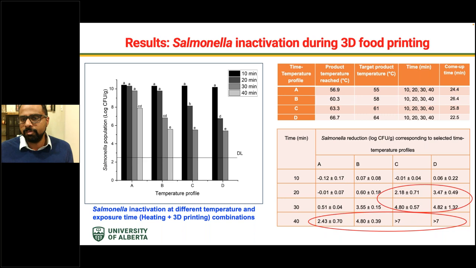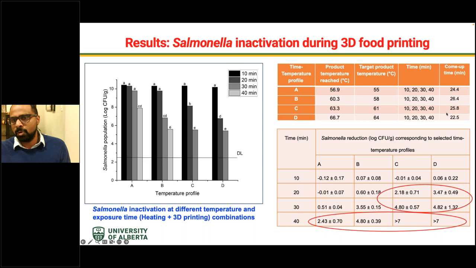So to achieve the constant target temperature, it takes some time. As you can see, it is called the come up time here, the time taken to achieve the target temperature. So those are the come up times. During that come up time, there is a change in the temperature, but once you achieve the temperature, it's more or less constant.